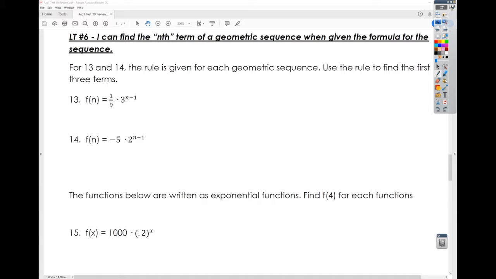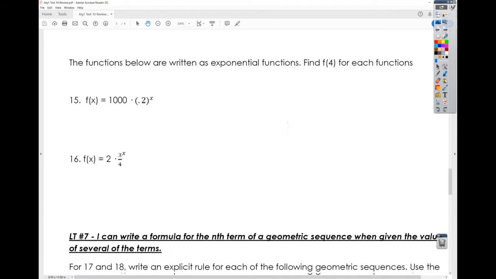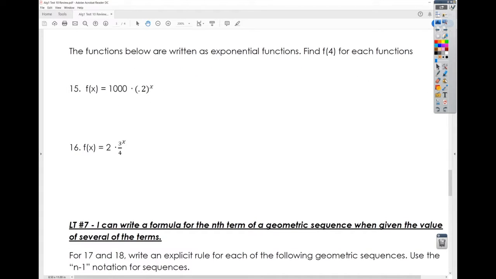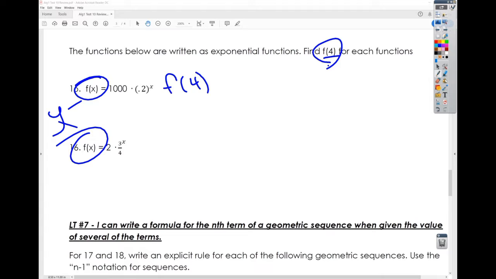the next set of questions here, it says, the functions below are written as an exponential function. Find f of 4 for each of the functions. Okay, so something that's very important to understand is that when they say something like find f of 4, that means they want to know what y is when x is equal to 4. And remember that f of x, that's just like talking about y. So in other words, in order to find out what f of 4 is, I want to know what 1,000 times 0.2 raised to the 4th power is equal to.